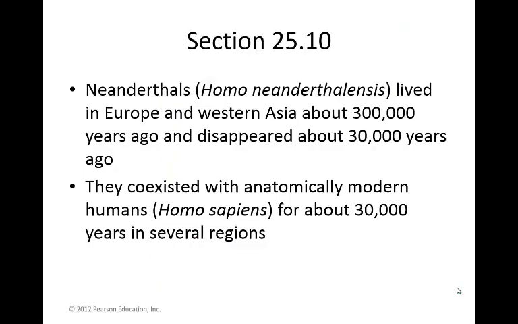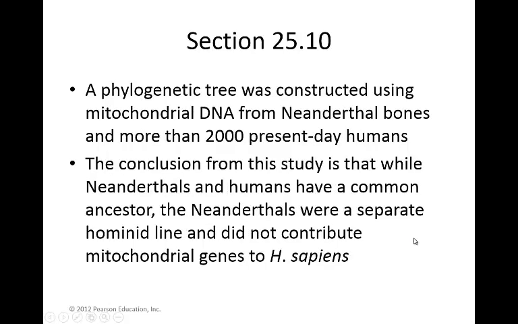Neanderthals, a lot of people are interested in them. They lived in Europe and Western Asia about 300,000 years ago, and they disappeared about 30,000 years ago. In evolutionary time, that's really just a blink of the eye. We do know that they coexisted with modern humans, which we call Homo sapiens, versus Homo neanderthalensis, for about 30,000 years in several different regions. So people were curious: are we descended from Neanderthals? Are they a completely separate branch?